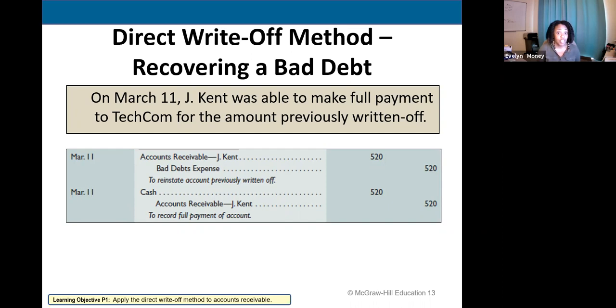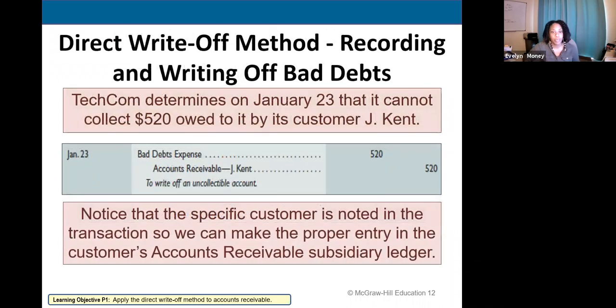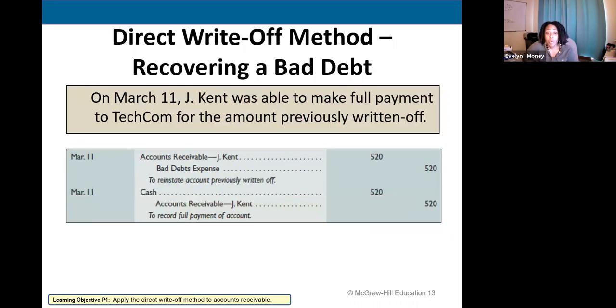So after we've written off J. Kent's account on March 11th, J. Kent sends us money. We're going to reverse the entry that we did previously. So remember here on January 23rd, we debited bad debt expense and we credited accounts receivable. Here, we're going to reverse it, and we're going to reopen that customer's accounts receivable and credit bad debt expense.